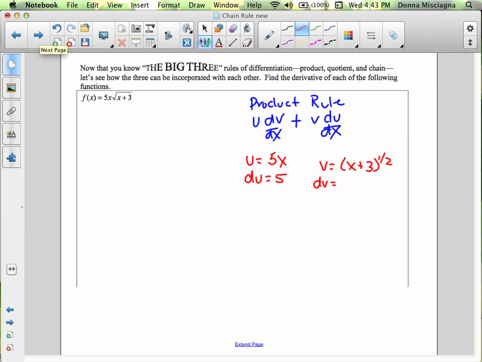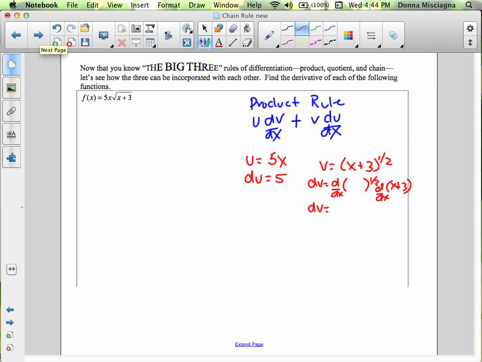dv is going to be 1/2 times x plus 3 to the negative 1/2 power. Actually, let me write everything out. I don't want to lose anybody. All right, so our derivative here is going to be, we're going to take the derivative of block to the 1/2, I think I was going too fast, times the derivative of the x plus 3. Because that's a really easy derivative. I think I was going a little fast, though, I don't want to confuse anybody.